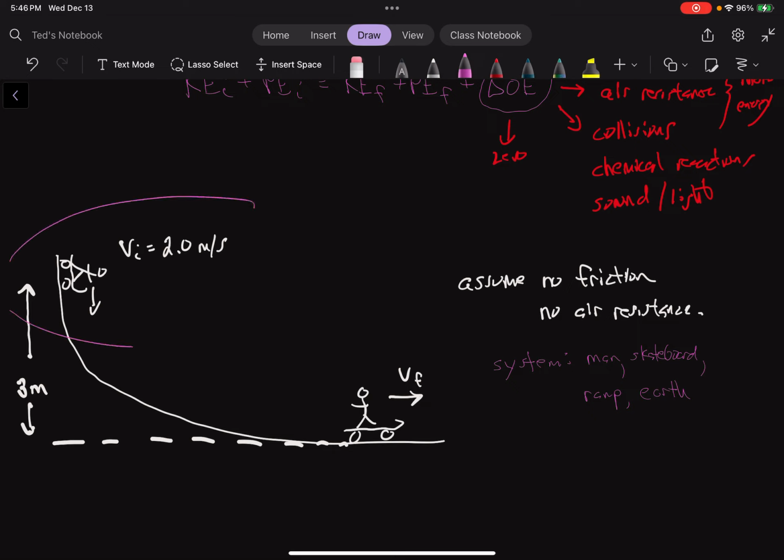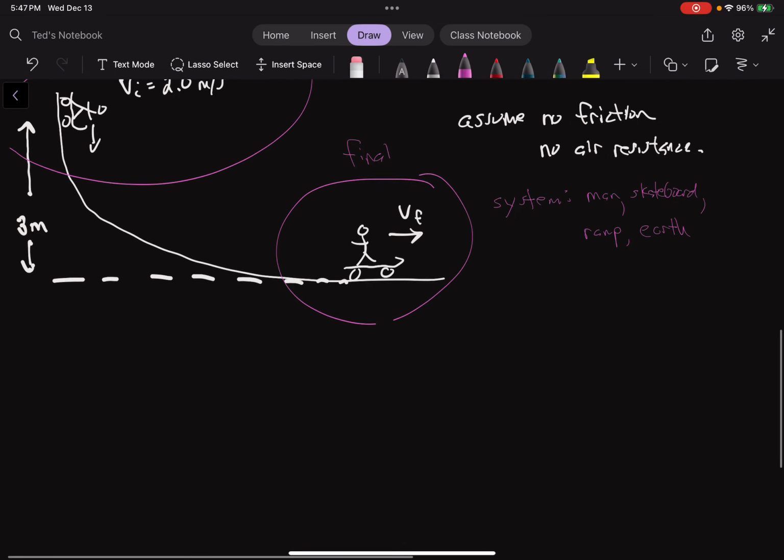So here's my system, and my system has undergone a change. We had an initial state for our system, and we have a final state for our system. And because our system is isolated, what we know is that the total energy of that system is going to be conserved. So the kinetic energy initial plus the potential energy initial should be equal to the kinetic energy final plus the potential energy final plus the change in other kinds of energy.